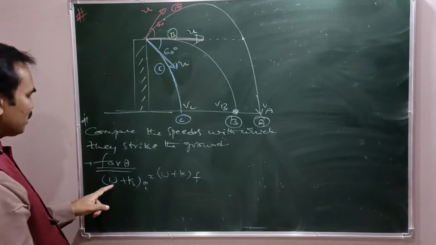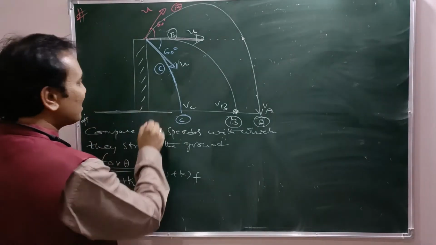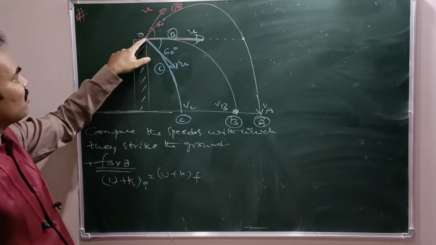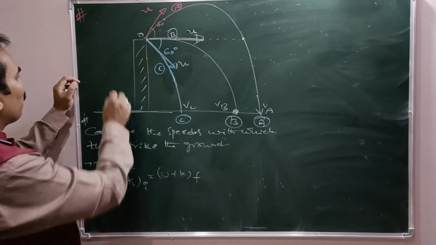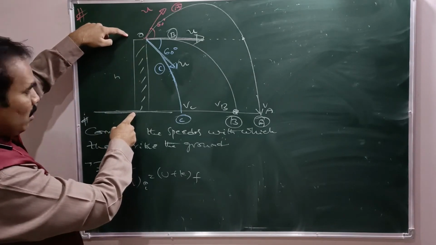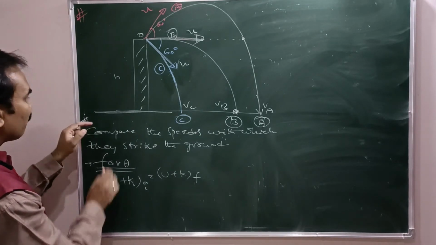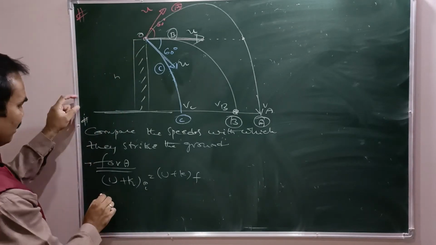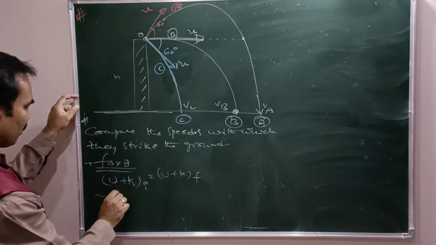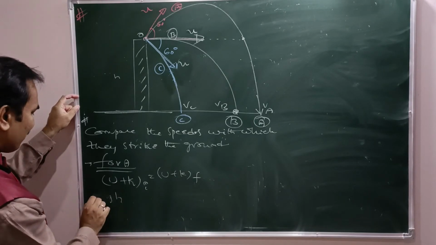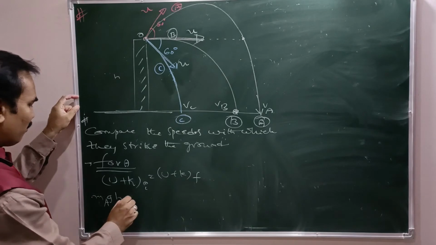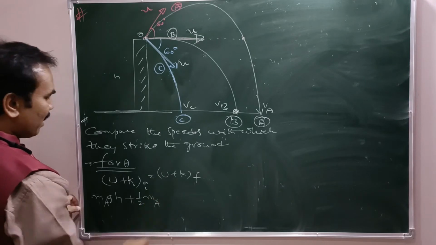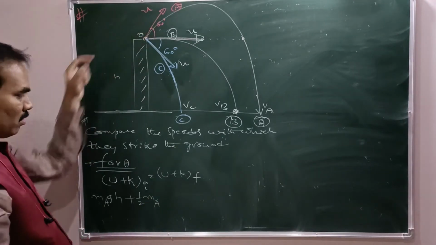Now, suppose ground is our reference level. So this is the point of projection. All three projectiles start from here. Now what is the height here? Suppose the height of the tower is h. Potential energy means mgh from the reference level, the ground. Initial potential energy is mgh, that is m into g into h. Whose m here? That is mA into g into h, plus kinetic energy, half into mass of A into UA square. What is UA? UA is U only.